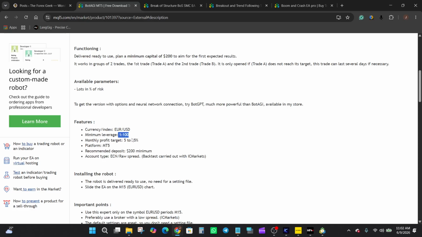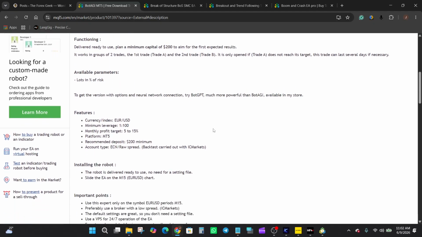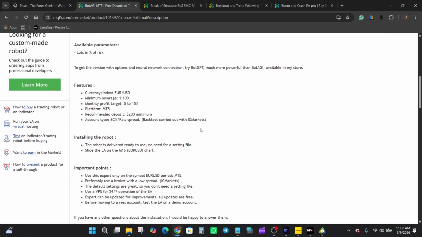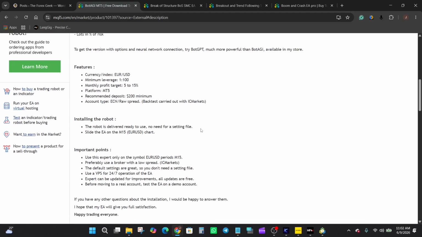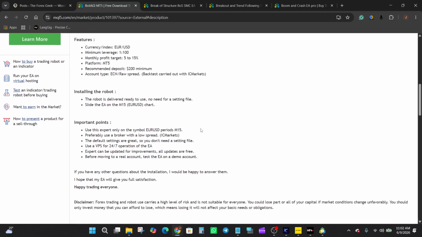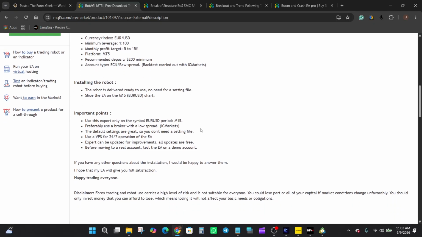for uninterrupted operation. Looking at the trading approach described by the developer, BotAGI is presented as an intraday system that generally executes between 5 and 15 trades per month. The description also notes that the EA does not use grid strategies or martingale techniques, and that every trade is protected with a stop loss.